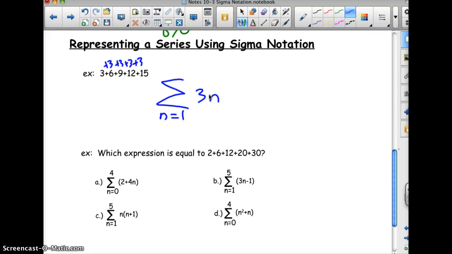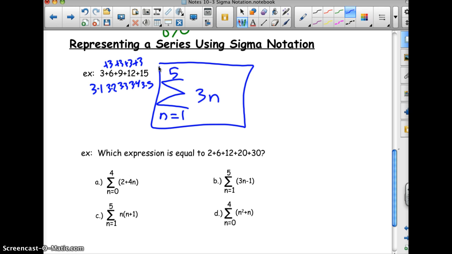Because 3 times 1 is 3. And this one is 3 times 2. And this one is 3 times 3, 3 times 4, 3 times 5. So I have to go from 1 to 5 for my sigma notation. And there it is right there. That is that series represented in sigma notation.